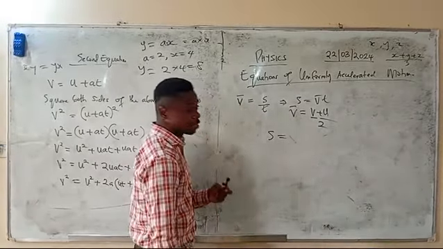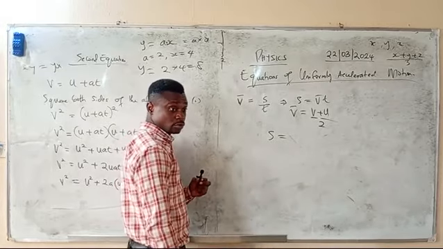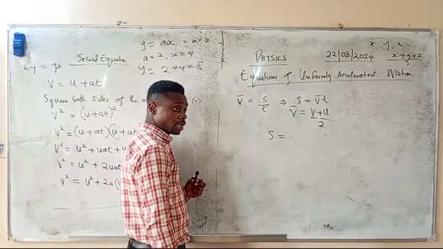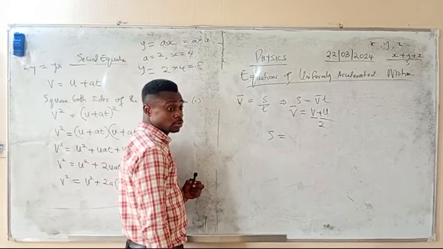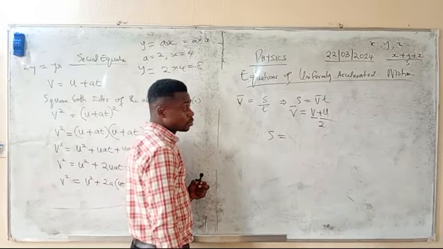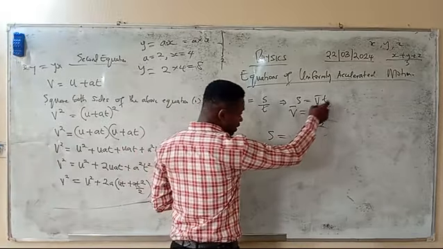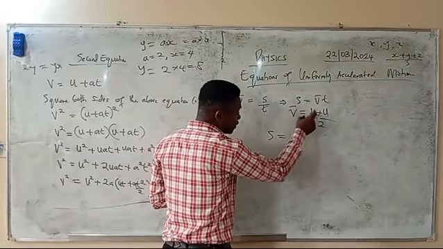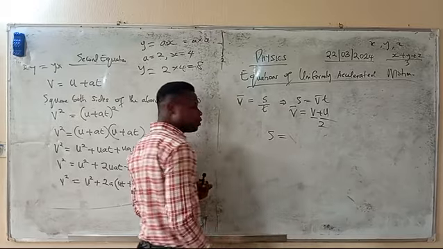So S is now what here? I'm talking to you. S is now what? Yes, now S is V bar times T. So we see that V bar is V plus U over 2. So S is now what?